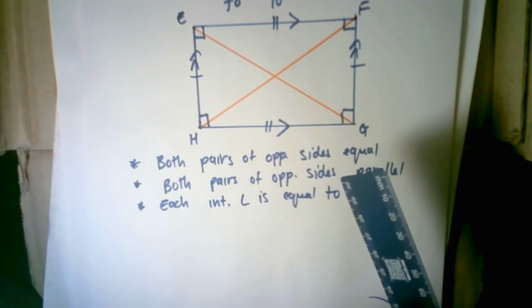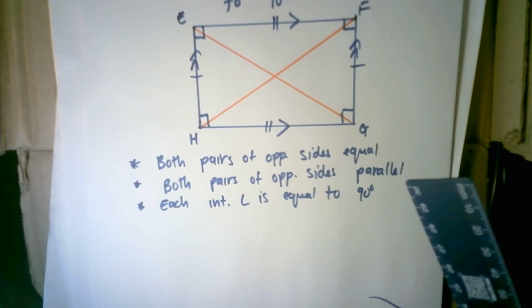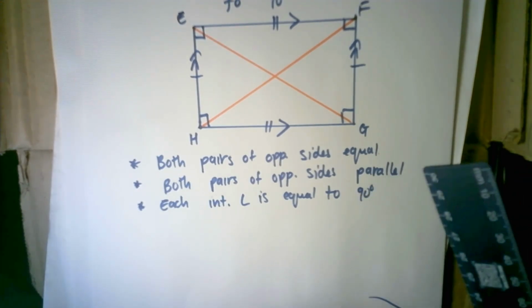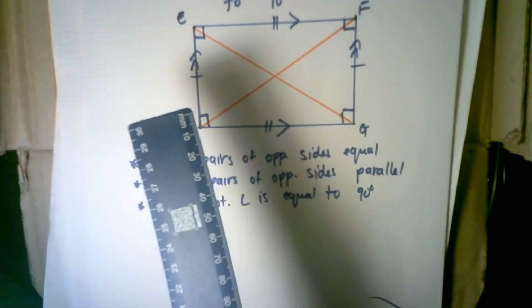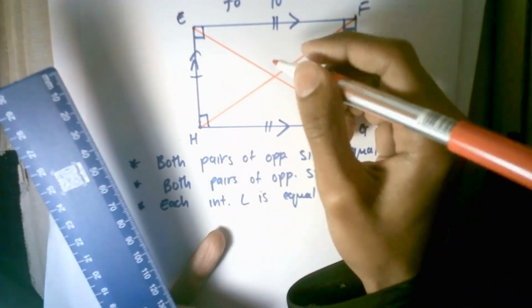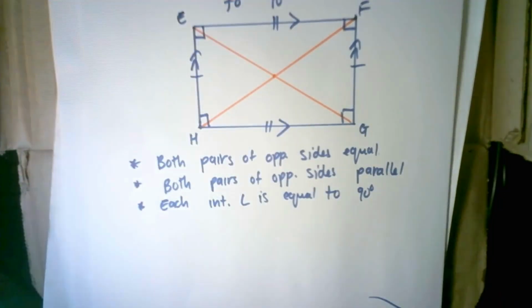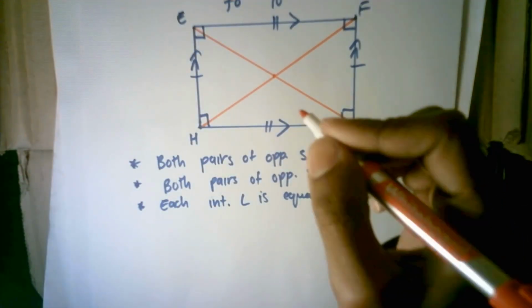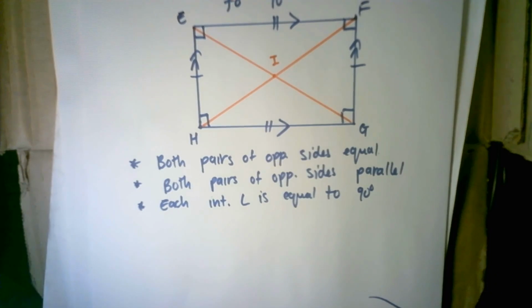which basically states that the hypotenuse squared is equal to the sum of the squares of the other two sides, then of course the diagonals will be equal in length. But of course they also bisect each other. So let's say they intersect at a common point. Let's say the common point of intersection is point I.